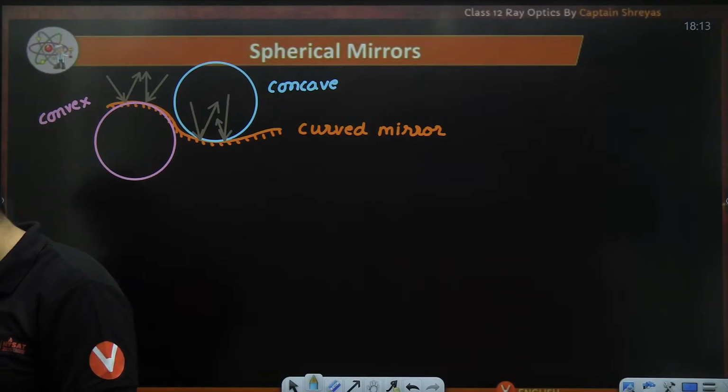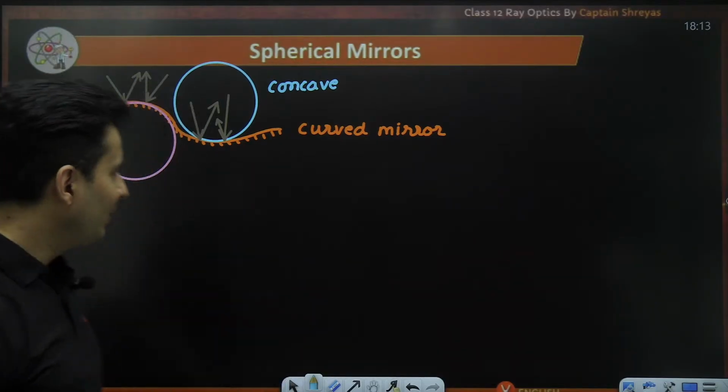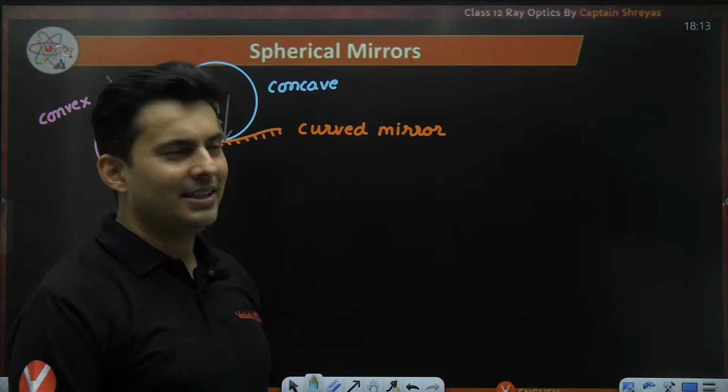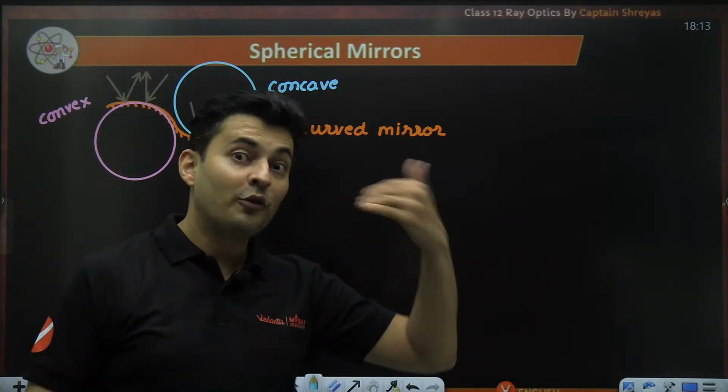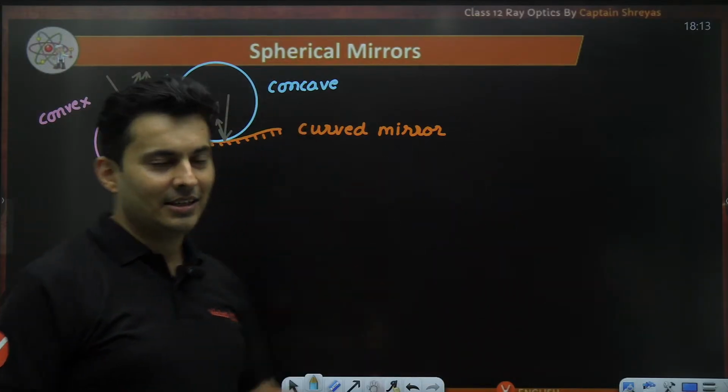Sir, can we find the radius of the mirror? Yes, definitely. You can find the radius of the mirror, the center of the mirror, everything. And that is what is going to lead us to locate the image and its nature.